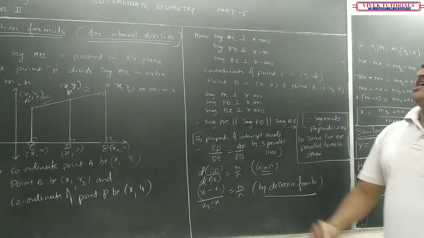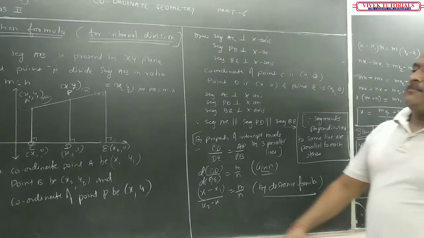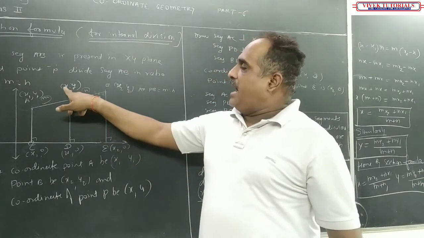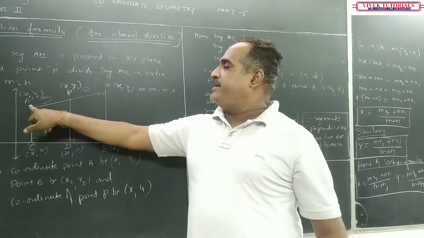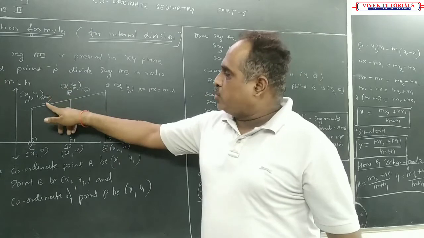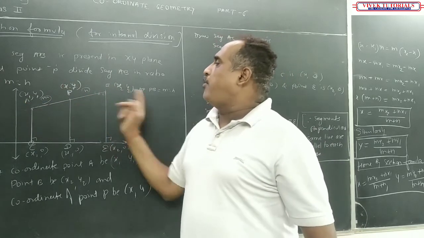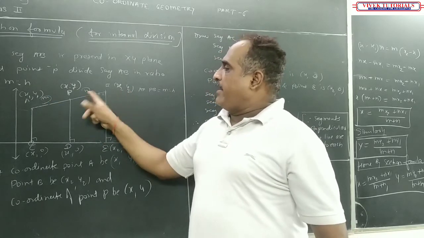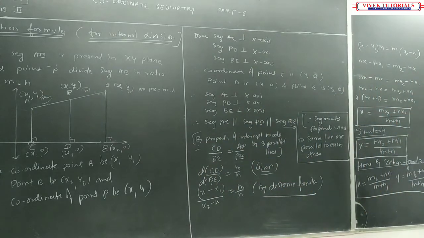It is called as what? Section formula. So once again, what is section formula? If P divides the segment AB in ratio m is to n, and x and y are the coordinates of point P, x1, y1 is for A, x2, y2 is for B, then x is equal to mx2 plus nx1 upon m plus n, y is equal to my2 plus ny1 upon m plus n. Okay, how did you get it?